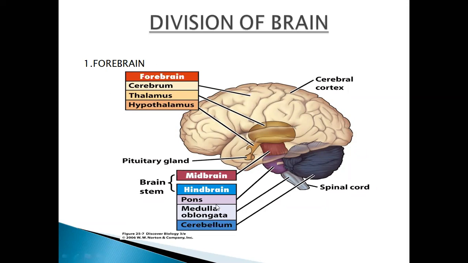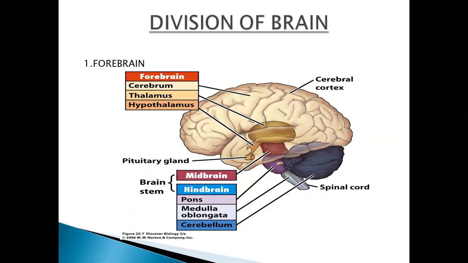Next is the hindbrain, which has 3 parts: pons, medulla oblongata and cerebellum. This is the purple part, the pons. Right after the pons, you can see the medulla oblongata. Right after the medulla oblongata, this is the cerebellum. Please don't mix these two parts. The cerebrum is a part of the forebrain, while the cerebellum is a part of the hindbrain. This is the 3rd part of the hindbrain. Let me explain them one by one.